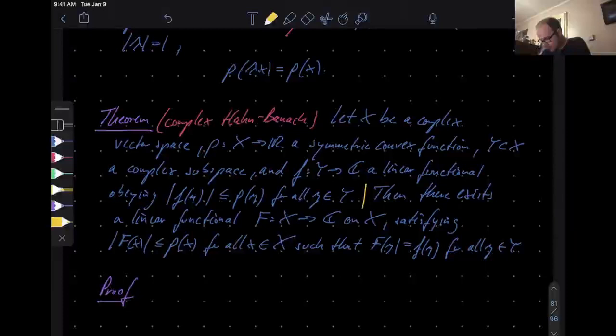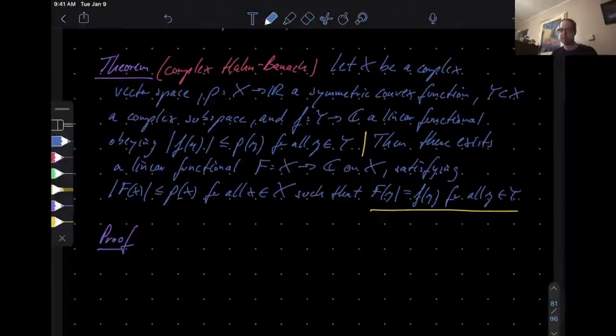And then the statement is that there exists an extension, capital F, a linear functional that acts on the whole space, not just the subspace, in such a way that it's still dominated on the whole space in complex modulus by P, and it reproduces that small f when you restrict yourself back to the subspace. Okay, that's the one. So now let's prove it.